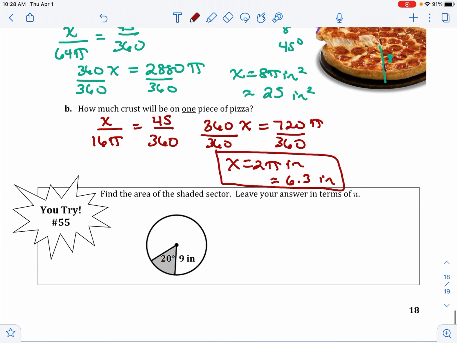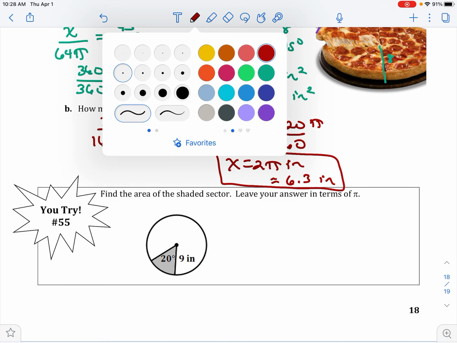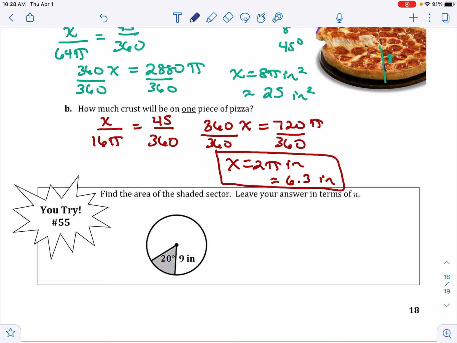All right, I think we have one problem left. I think this is it. We just want you to go ahead and try a sector area problem on your own. So if you would pause the video and find the area of that sector of the circle.